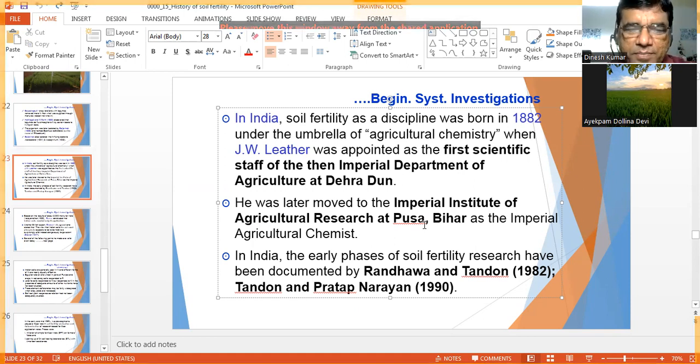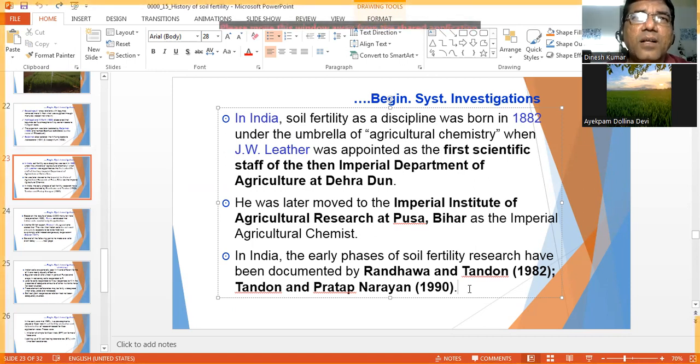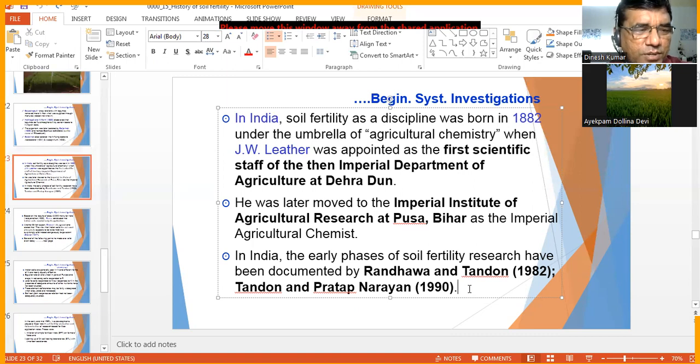as the Imperial Agricultural Chemist. In India, the early phases of soil fertility research have been documented by Randhawa and Tandon and Pratap Nair. There are classical documents published by ICAR, Indian Council of Agricultural Research. They have the history of Indian agriculture in 4 volumes. Anybody interested can contact me. The soft copies of these are available with me.